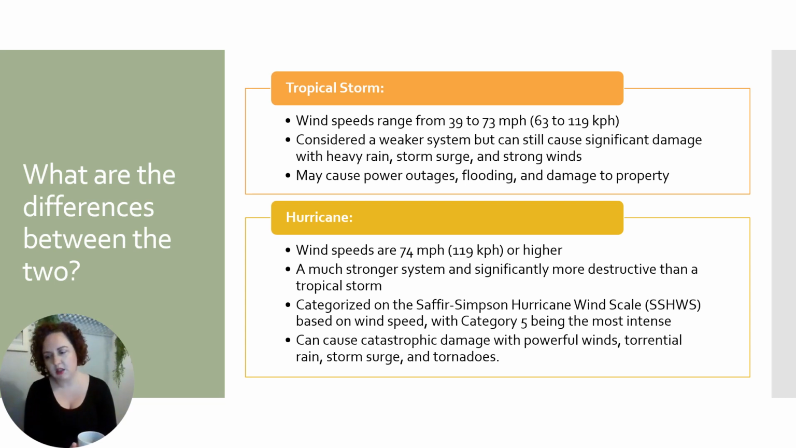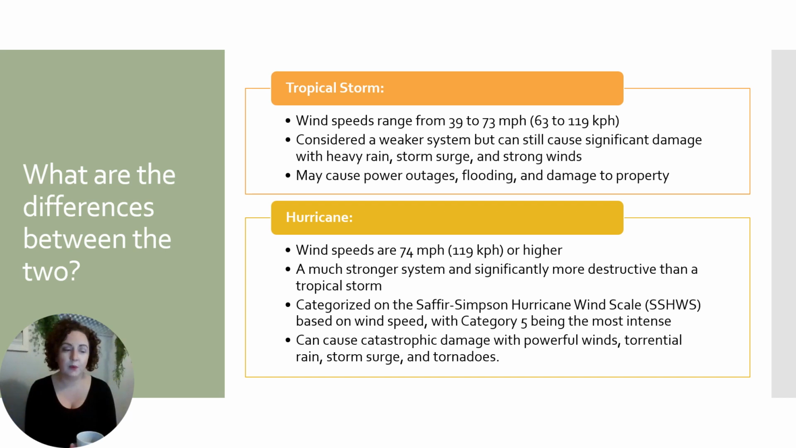What's the difference between the two? We've talked a lot about hurricanes and tropical storms. The biggest thing it comes down to is the wind speeds. There are plenty of tropical storms that form all over the Atlantic, but they're just tropical storms and they might peter out by the time they make landfall on any sort of land, island or coastal areas. They're considered weaker systems, but can still cause significant damage. They have heavy rains, storm surges, and strong winds. You can still have power outages, flooding, and damage to property, but people get far less antsy when they hear a tropical storm is moving in rather than a hurricane.